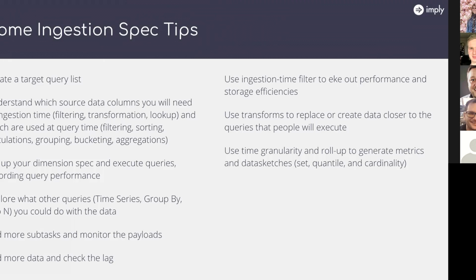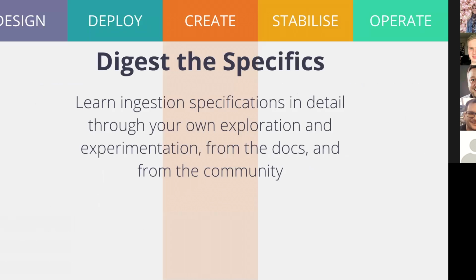If someone is 95% of the time always filtering on a particular field, consider either filtering it completely out of the data set and applying that at ingestion time, or creating two different data sources. Use transforms to replace or create data so that if people are always asking for the same kind of calculations, do those as a transformation at ingestion time as an extra column. And carefully use the time granularity, that's the query granularity, and also roll-up to generate metrics that people are always asking for, and to create data sketches for that important approximation.